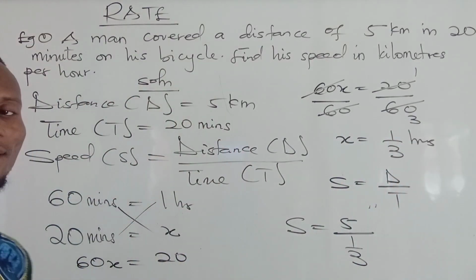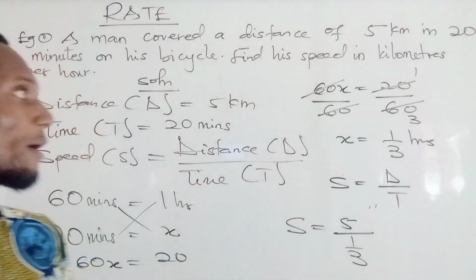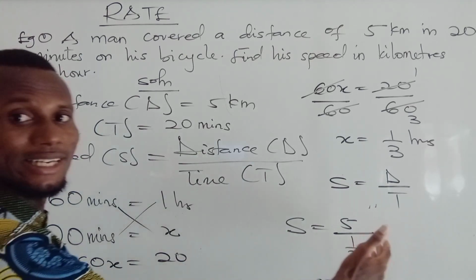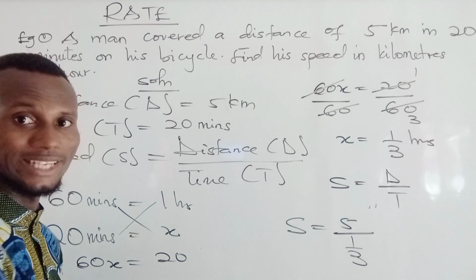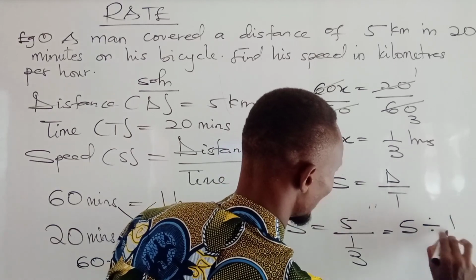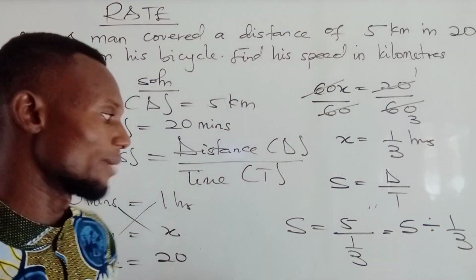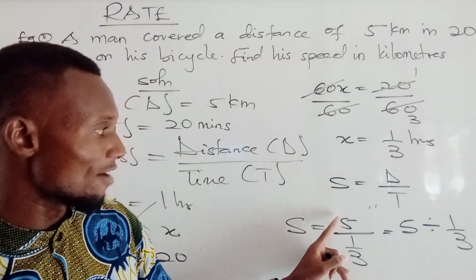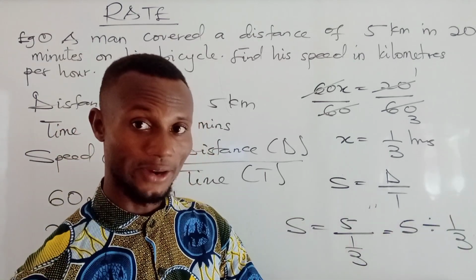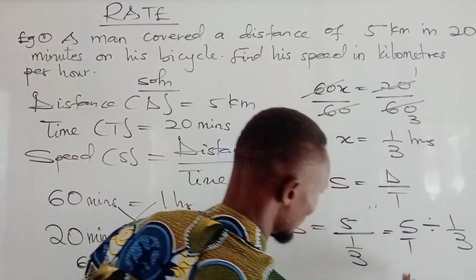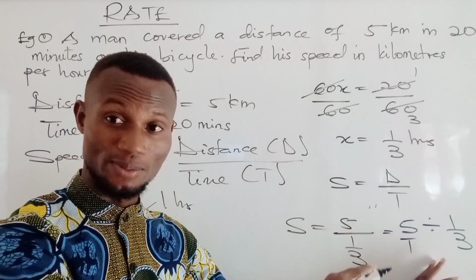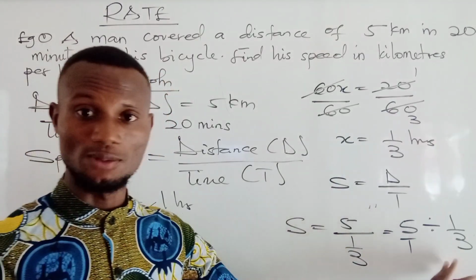I hope you understand and you agree with me up to this point. Now we are going to simplify this to get our final answer. You know that this bar means division. So we can write this as 5 divided by 1 over 3. I hope you agree with me, because this bar means division. So let's make this 1 over 1, so that you know that we cannot solve with division. We have to change it to multiplication and simplify further.